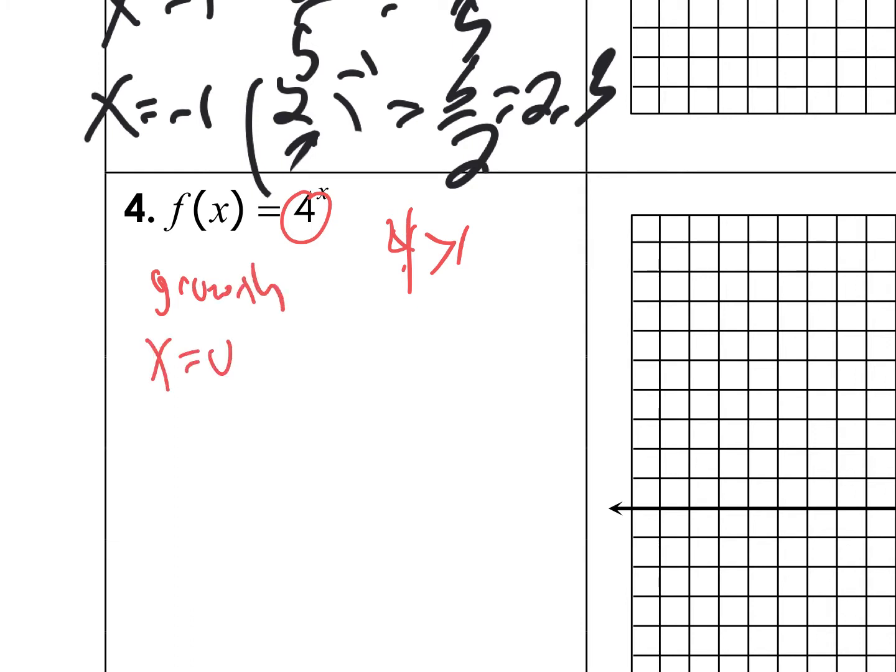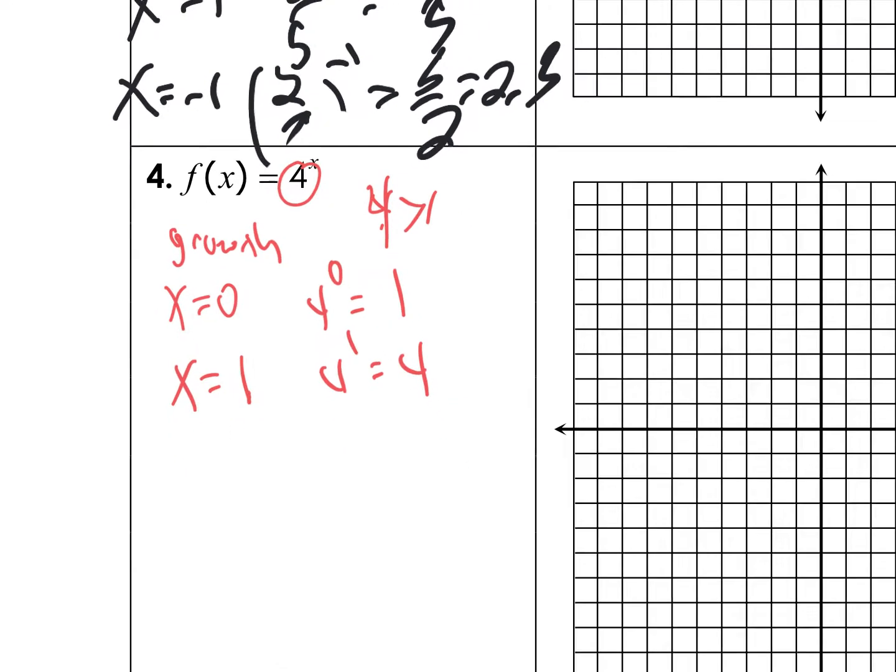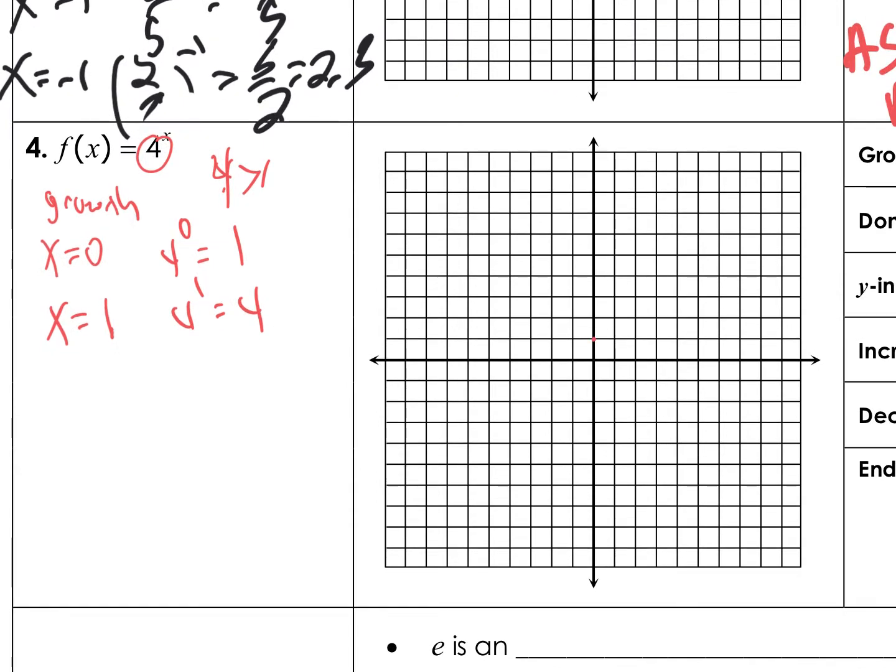When x is 0, 4 to the 0 is 1. When x is 1, 4 to the 1 is 4. So why don't I plot those 2 points right now? 0, 1. And then 1 comma 4. Very steep, like I said. And since it's a growth, we know that to the left, it goes down to the asymptote. To the right, it's going to go up like that. I almost missed it, but it's close enough.